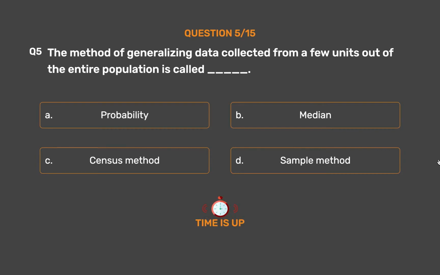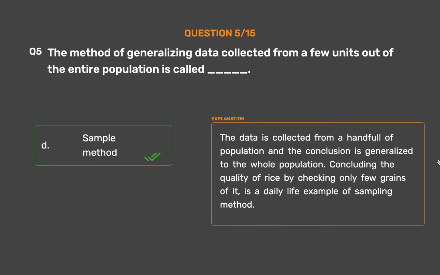The correct answer is Option D. Sample method. The data is collected from a handful of population and the conclusion is generalized to the whole population. Concluding the quality of rice by checking only a few grains of it is a daily life example of sampling method.